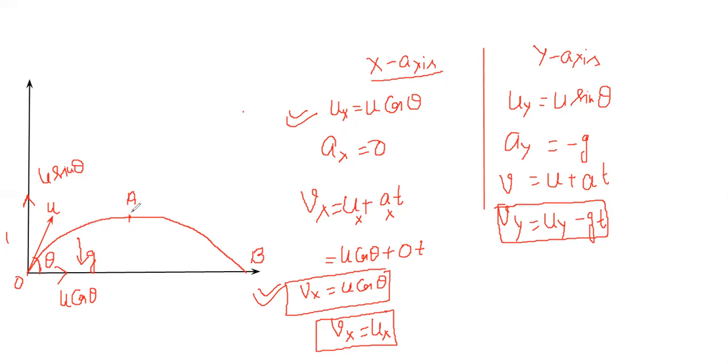At the highest point, the vertical velocity vy equals 0, and vx is equal to ux. So at the highest point, the vertical velocity component is equal to 0. Okay, projectile motion is clear to all of you.